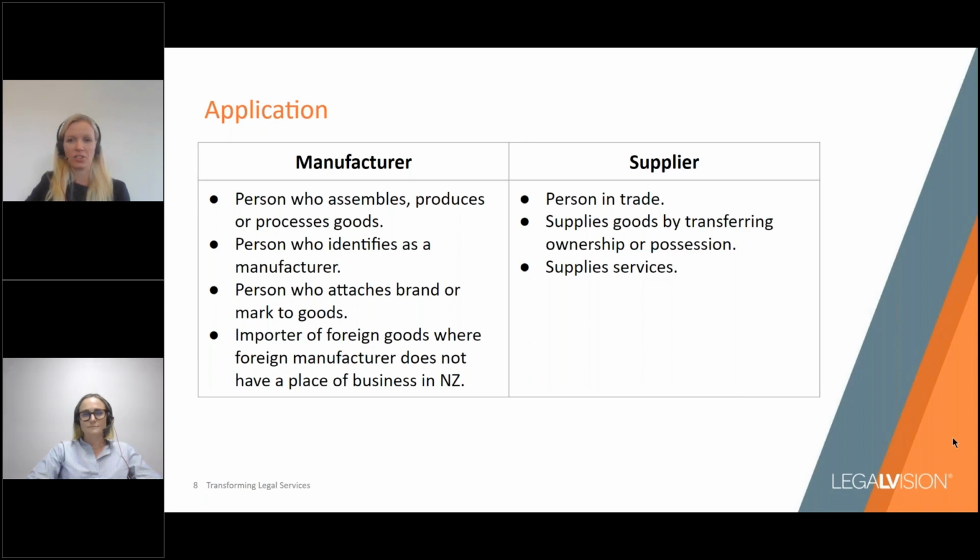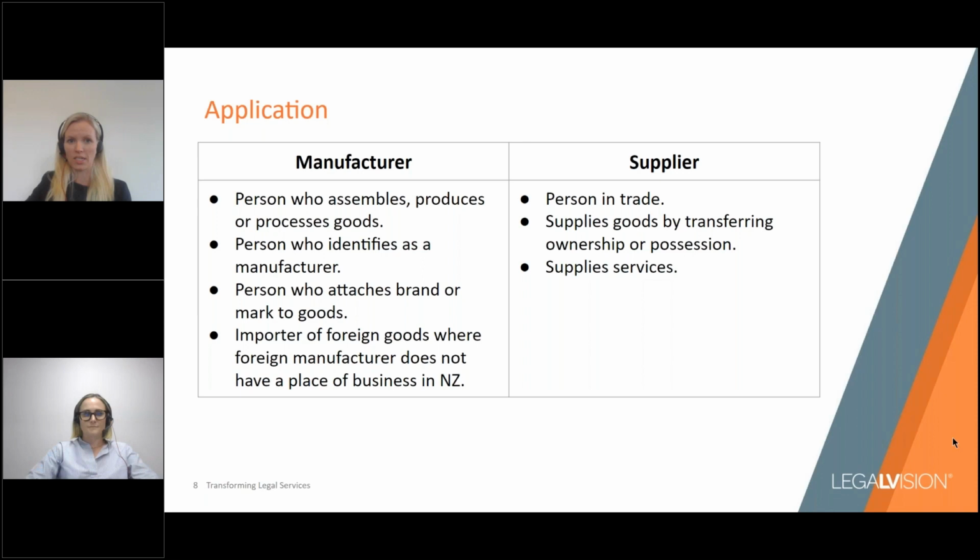Well, a manufacturer is a person who carries on the business of assembling, producing, or processing goods, and includes any person that holds itself out to the public as a manufacturer of those goods, any person that attaches its brand or mark to the goods, and where the goods are manufactured outside New Zealand and the foreign manufacturer of the goods does not have an ordinary place of business within New Zealand, a person that imports or distributes those goods.